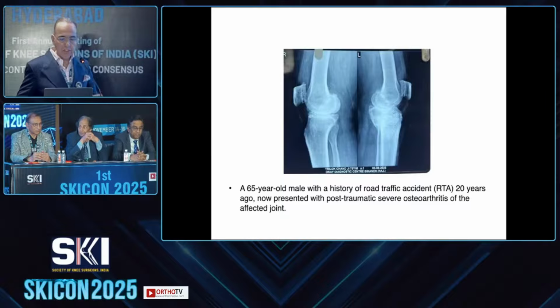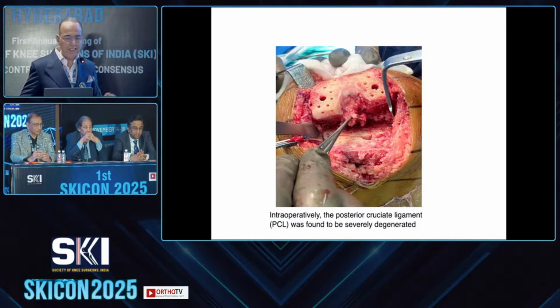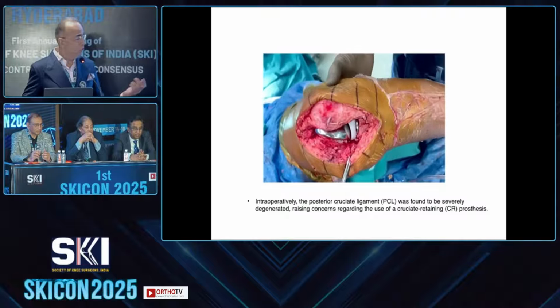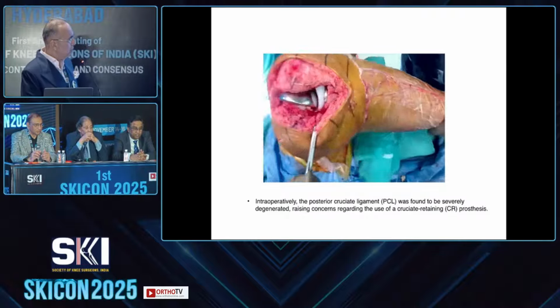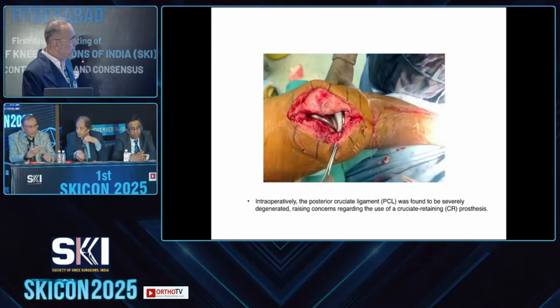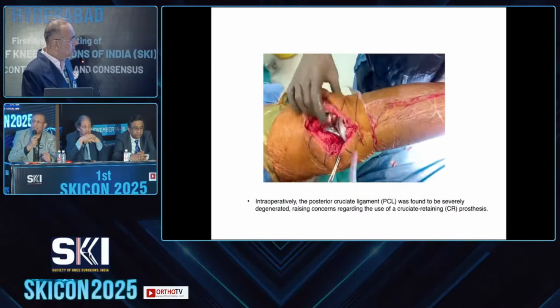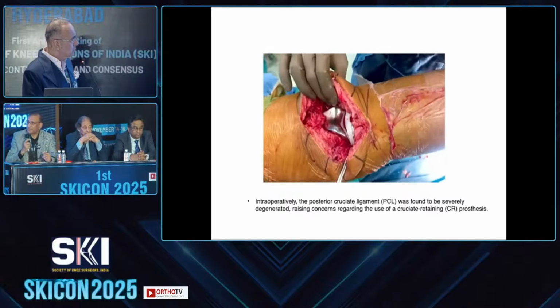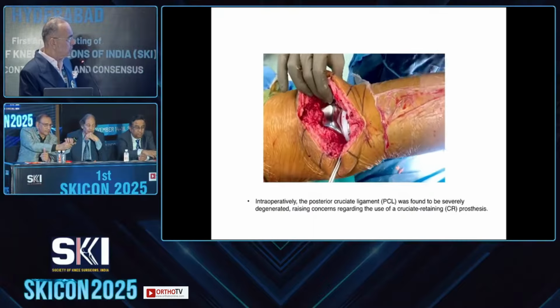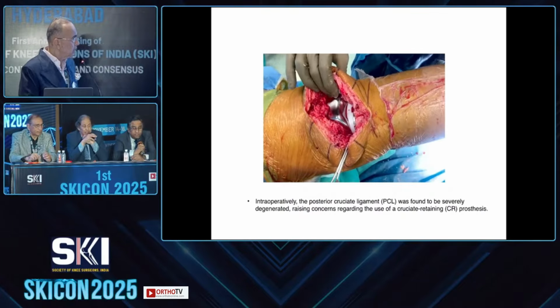Okay, Kanchan, so this case is for you. This is, as you can see, a post-traumatic case, and the PCL is just not there. It's redundant or dysfunctional. So you would do a PS in this, or you would try something else? In rare cases I'm going to use ultra congruent. Okay, ultra congruent. Dr. Rajgopal, for you, medial stabilized or ultra congruent, and why?